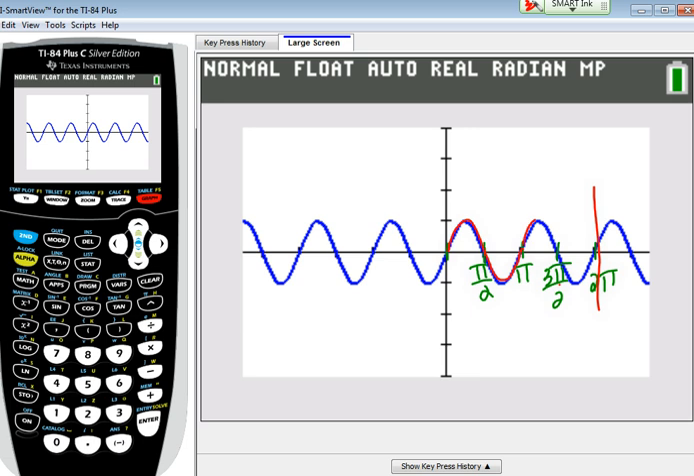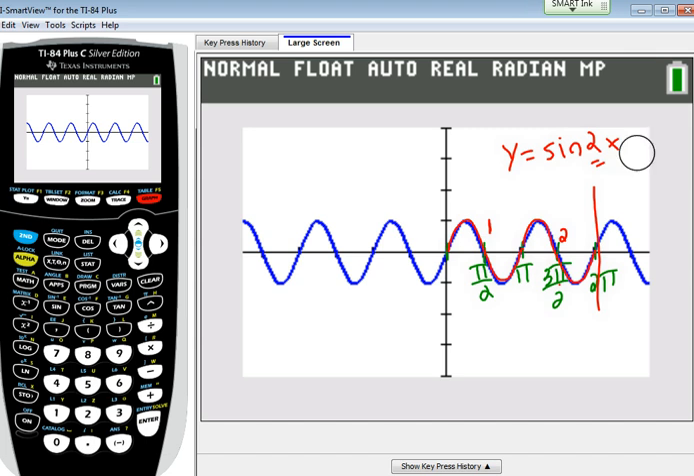And we have another one. So this is like 1 and 2. That's why when we graph this, the frequency was 2, and between 0 and 2 pi, I see 1, 2 full cycles.